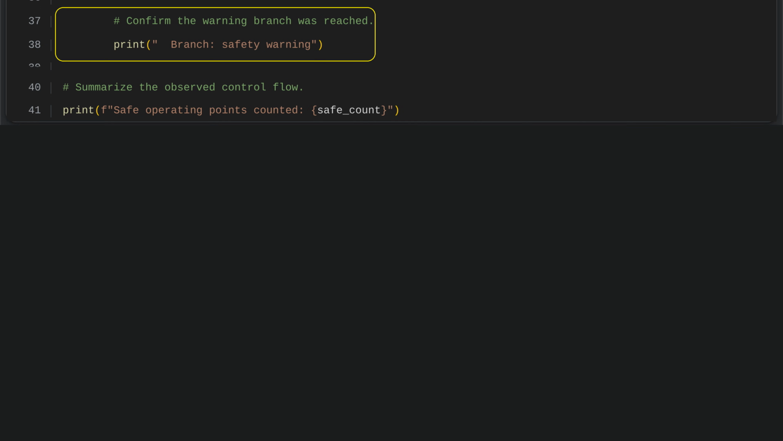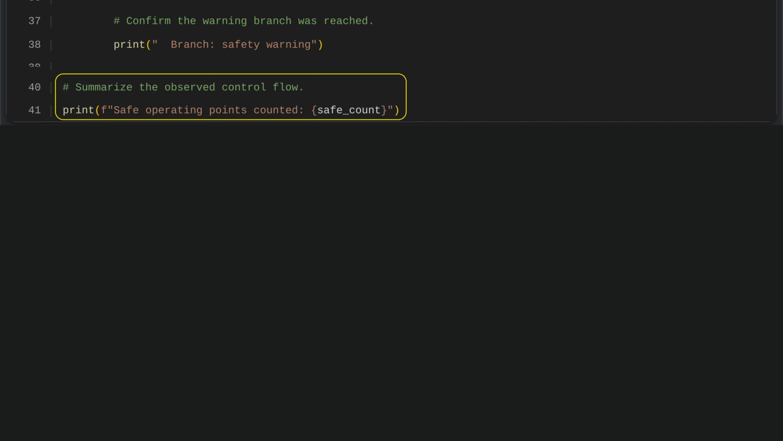This message shows that the program has entered the safety warning branch. It alerts the user that the temperature is above the safety limit, indicating the reactor may be operating outside safe conditions. The code reports how many reactor temperature readings were within the safety limit. It does this by using a counter that increases each time a safe temperature is found, giving a simple diagnostic summary of safe operating conditions during debugging.